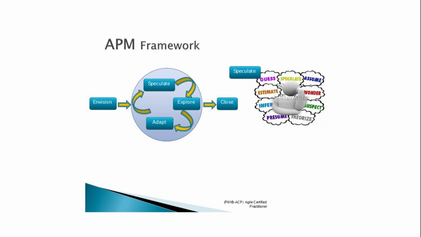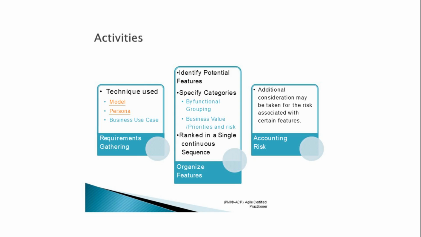The APM framework consists of envisioning, exploring, adapting, and closing phases, guiding teams through the project lifecycle with flexibility and foresight. Activities in Agile include gathering requirements, organizing features, and managing risks. Identifying potential features and categorizing them helps in prioritizing development efforts.